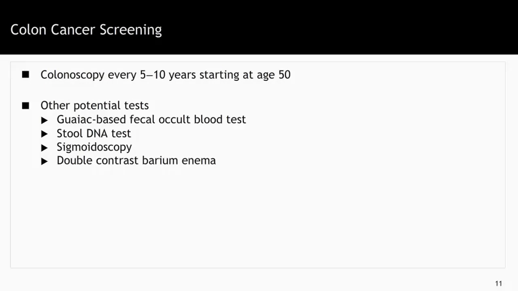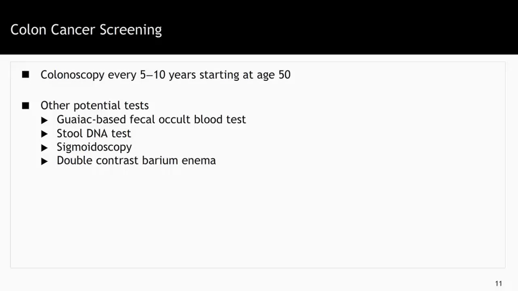The way to screen for colon cancer is very clear. Colonoscopy should be done every 5 to 10 years, starting in every person at age 50. This is the most effective way to identify colon cancer early, to remove polyps that are on their way to becoming cancer, and is very effective.